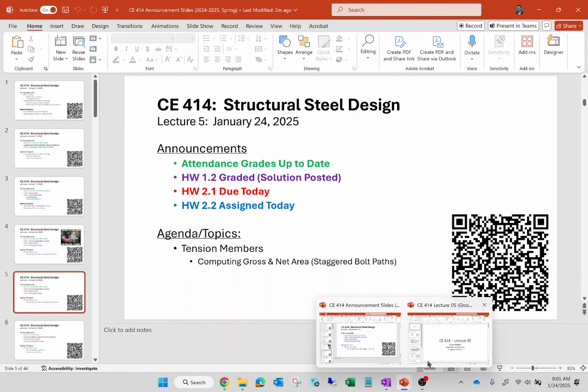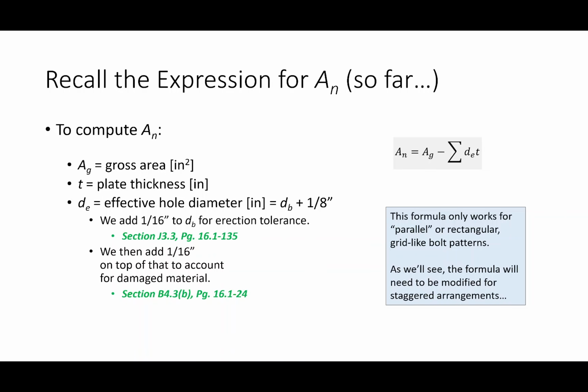All right. Let's recap where we left off from last time. I think this slide summarizes our net area expression so far. We take the gross area and subtract the area loss due to the presence of bolts, which is the sum of the diameters times the thickness. I say plate thickness, but it's really the thickness of whatever the bolt is going through, so it could be a flange, a web, whatever. As for the diameter, we are using an effective hole diameter, which is the bolt diameter plus 1/8 of an inch.